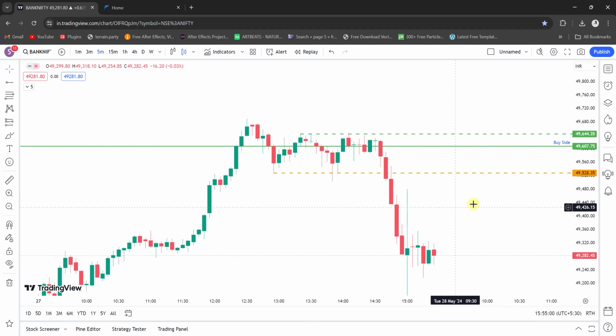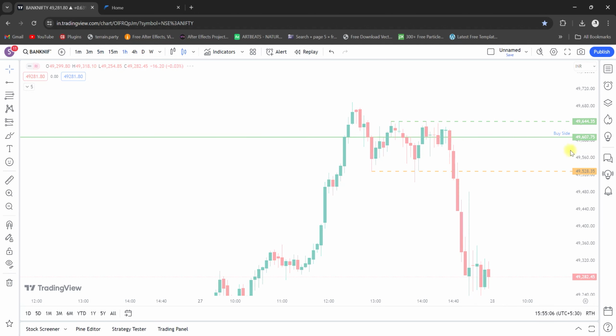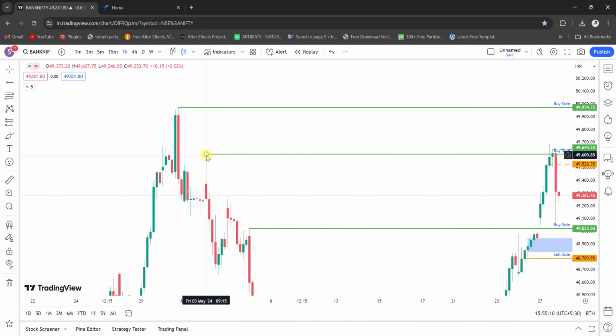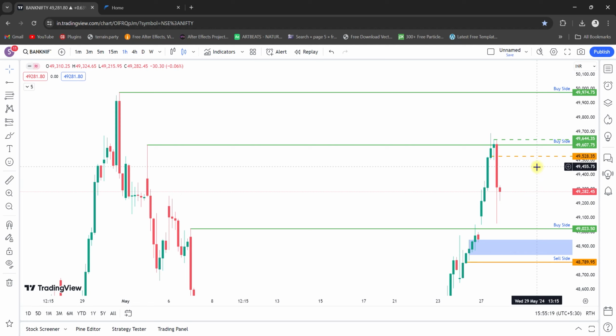Okay, here you can see a buy side in a single line, 49,607. Let's click to 1 hour, in which we can see the buy side. So the concept is liquidity. Buy side means buy side liquidity, where the short sellers keep their stop losses.